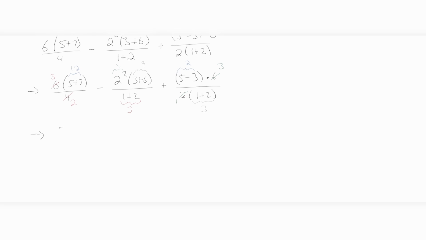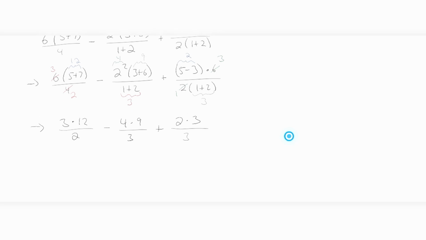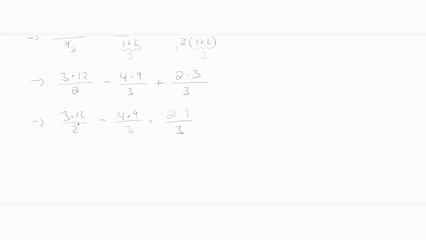So this leaves me with 3 times 12 over 2 minus 4 times 9 over 3 plus 2 times 3, and 1 times 3 is just a 3 there. And now here, this 12 and this 2 can simplify. That's a 6 and a 1. This 9 and 3 can simplify. And this 3 and 3 can also simplify.